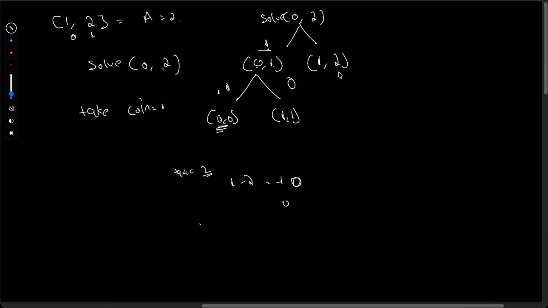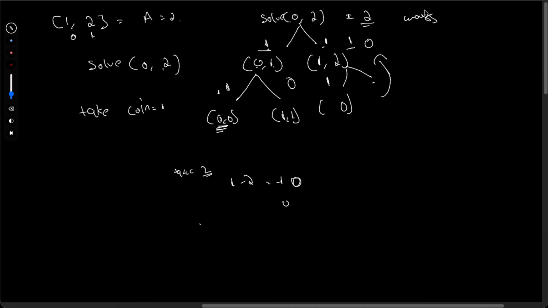Next, coin 2 with amount 2. Here also we have two choices. Take 2, amount 2 minus 2 is 0, so we return 1. If we skip, no more coins are left, so we return 0. So 1 plus 1, the answer is 2. There are a total of two ways, so the answer is 2.